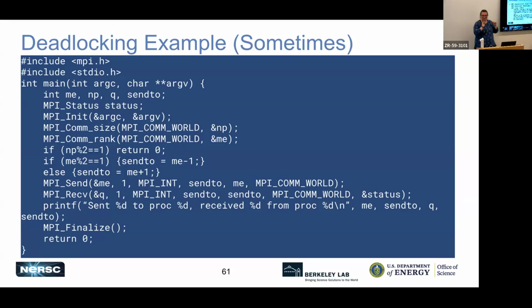Could you point to the line where the two processes are sending? Right here, MPI send. What's being sent is our rank. Whatever our rank is, let's say my rank's 0, your rank is 1. You're trying to send me a 1, and I'm trying to send you a 0.